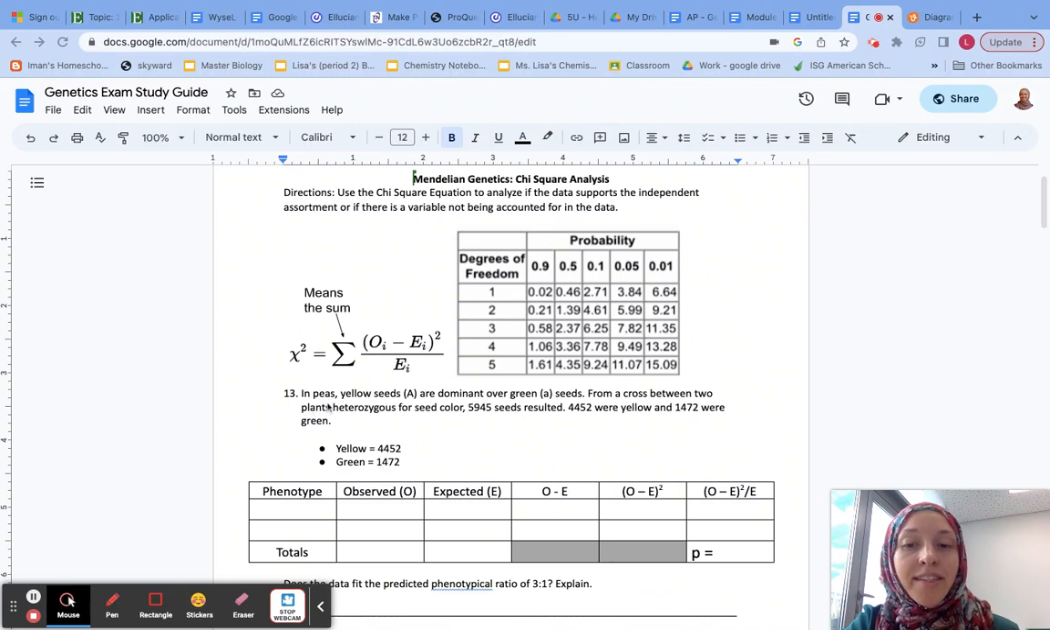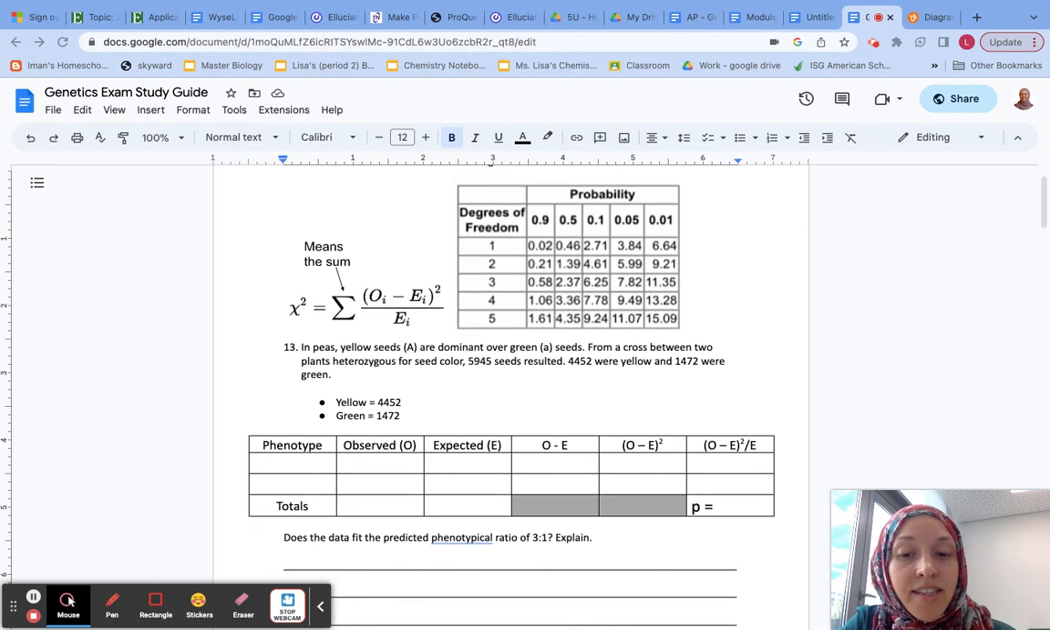So in peas, yellow seeds are dominant over green seeds. From a cross between two plants, heterozygous for seed color, 5,945 seeds resulted. 4,452 were yellow, 1,472 were green. Does the data fit the predicted phenotypical ratio of 3:1? Explain.